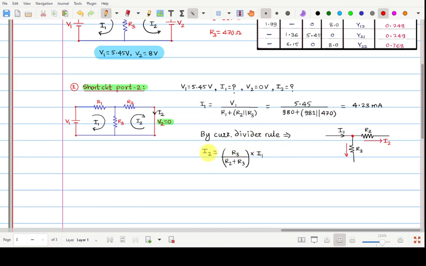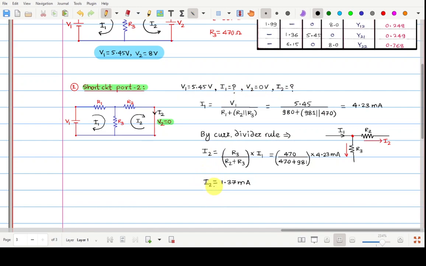Since we have to calculate I2, and I2 is passing through R2 according to this diagram, we write the opposite resistance. The opposite resistance is R3. So R3 upon the total resistance R2 plus R3, multiplied by the incoming current, which is I1. You get this formula. Now put the values, and you will get the value of I2. Calculate this, and you will get I2 as 1.37 milliampere. Now we have all four quantities: V1, V2, I1 and I2.